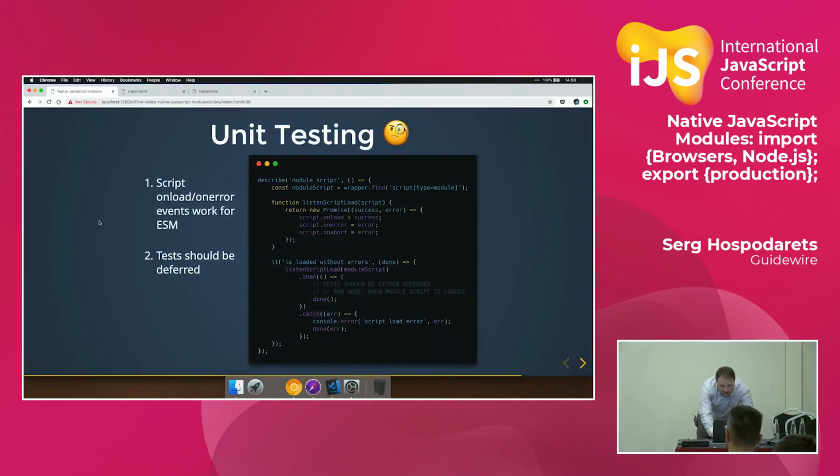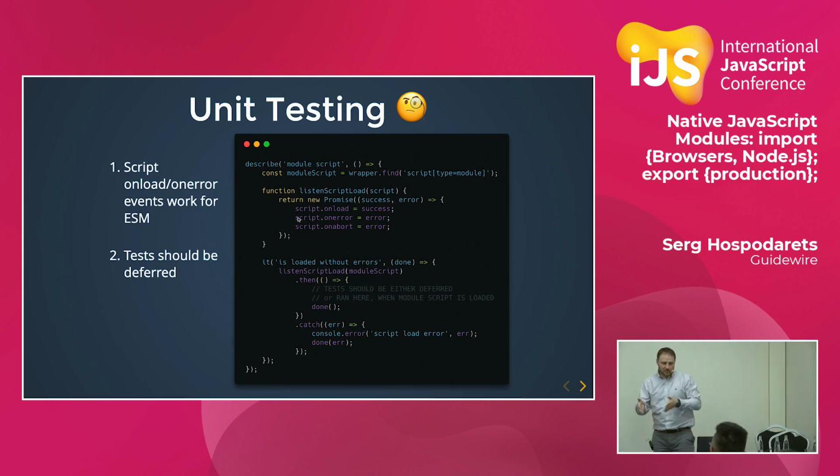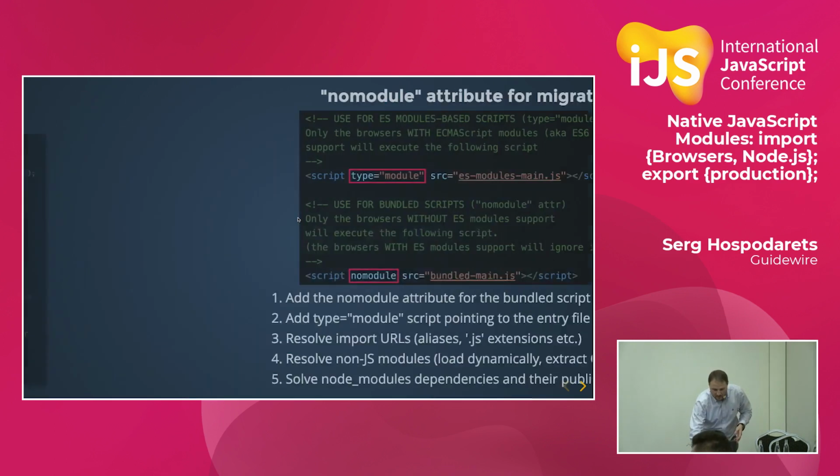Okay, this is for performance. For unit testing, it's quite easy. Everything you have to do for unit testing is the same, just events on scripts, like on load, on error, and other stuff, they work. Just for unit testing, wait till your main file is loaded. And that's it. Just make sure that file is loaded. After that, it will be executed.